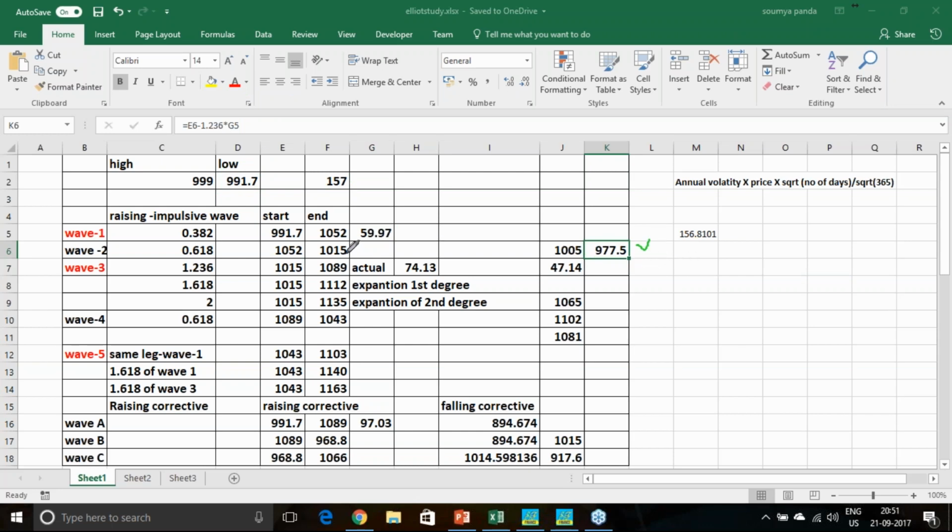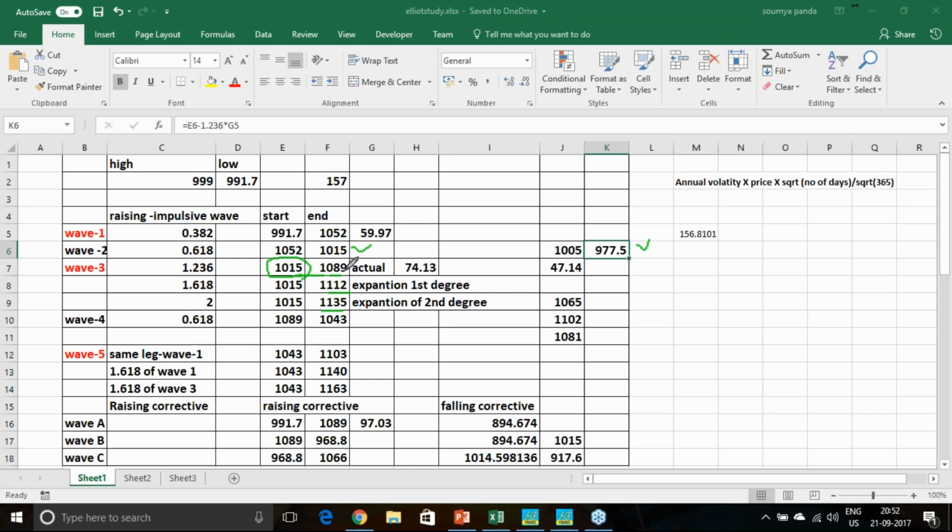So if it is ending at 977, then from there itself the calculation will start for wave 3. If it successfully retraces to 1015 and from there it will again move up, then this 1015 point will be the price of my entry. And actually, it should go to 1089. First degree expansion 1112. Second degree expansion 1135.